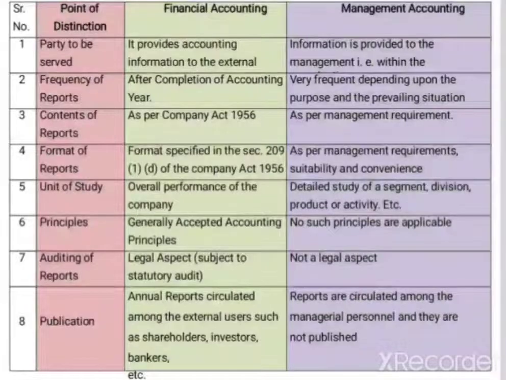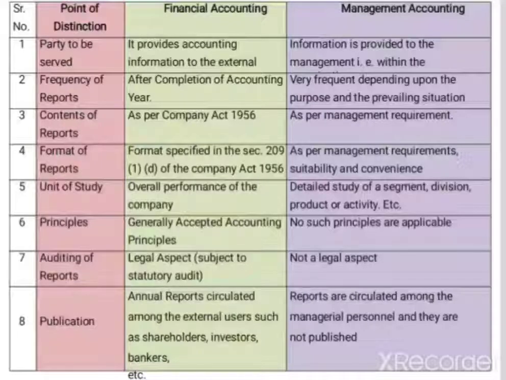Now we'll discuss what are the major characteristics of financial accounting and management accounting, and we will compare them. So in financial accounting, the party to be served is the external users; it provides accounting information to the external users. When it comes to management accounting, information is provided within the organization, that is for the internal users.